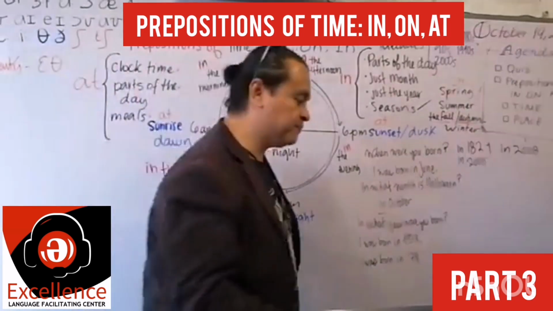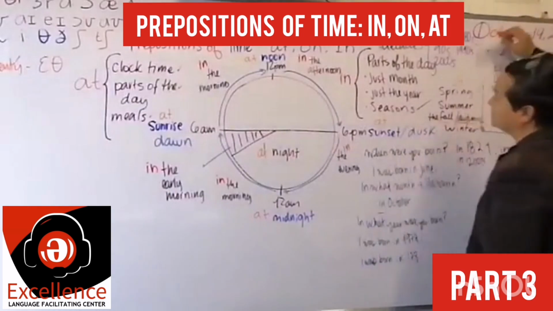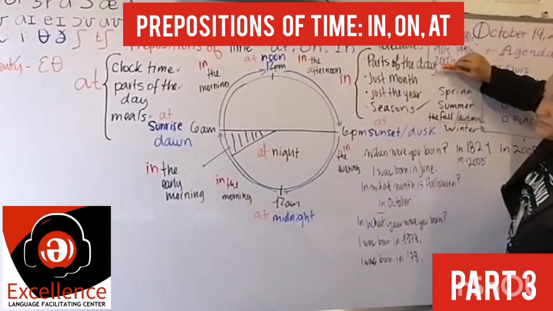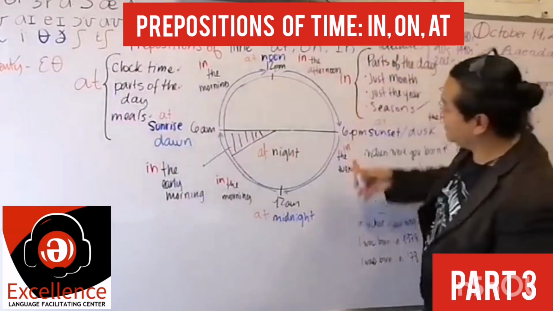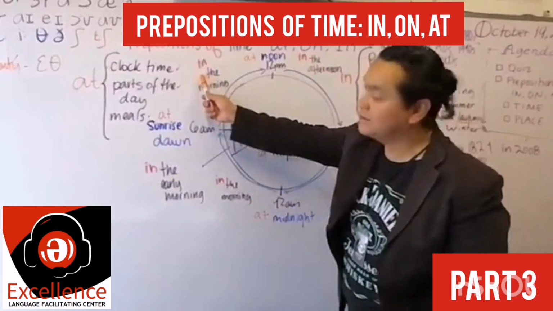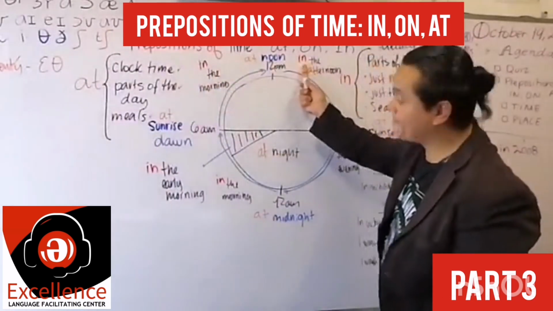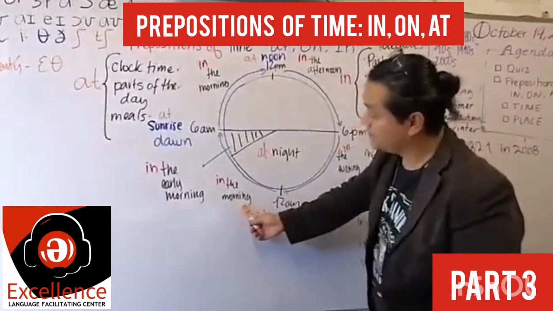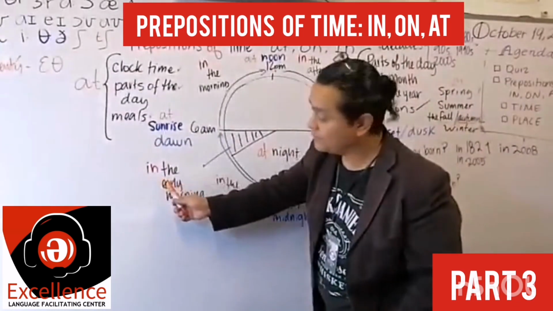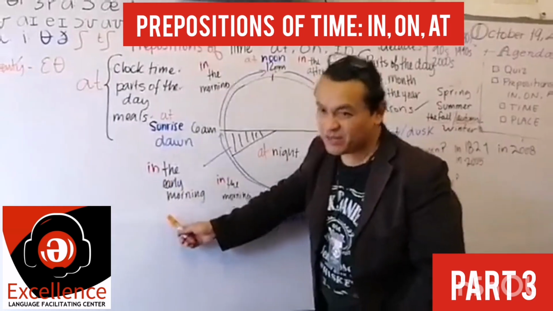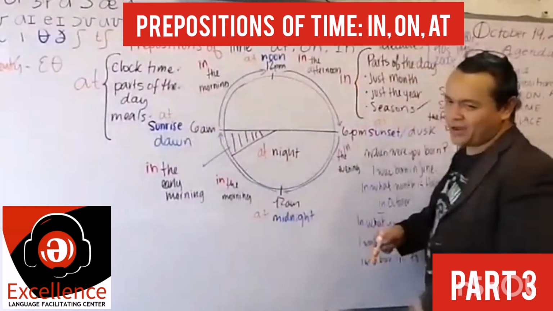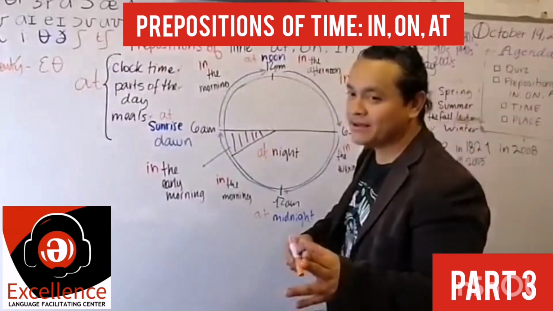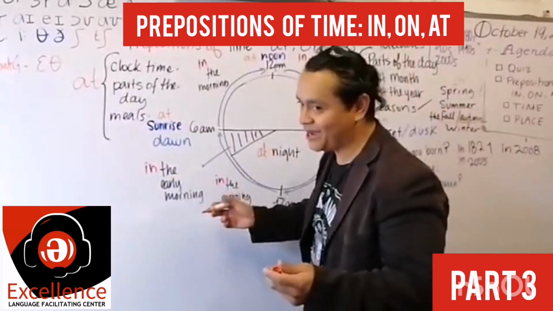So let's recap. We're going to use in for what? In for parts of the day. So we say what? In the morning, in the afternoon, in the evening, in the early morning. Can you say the early morning? The early morning. Okay, you know why, right? Why is it "the"?